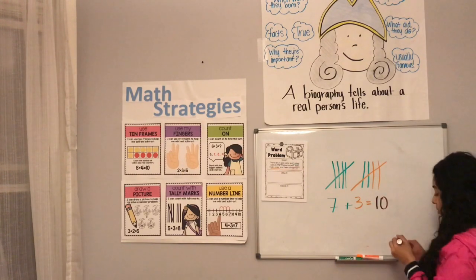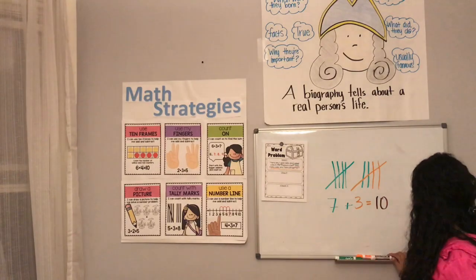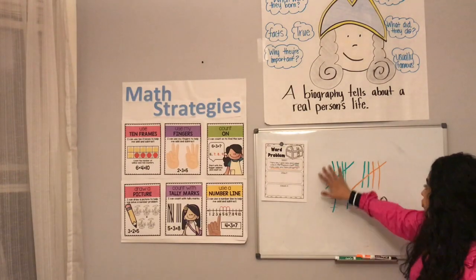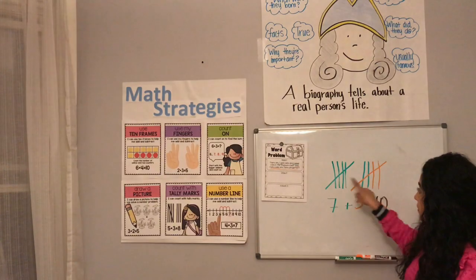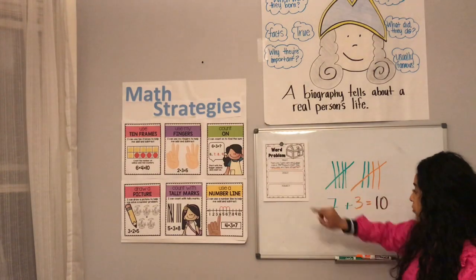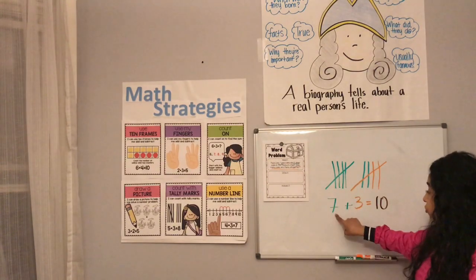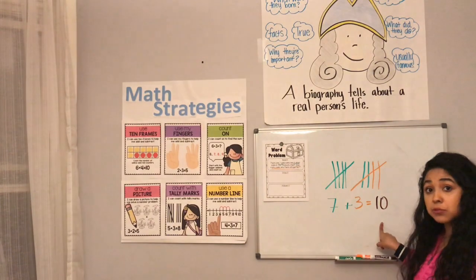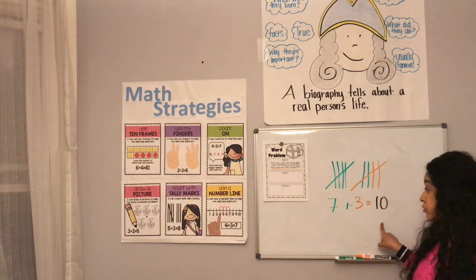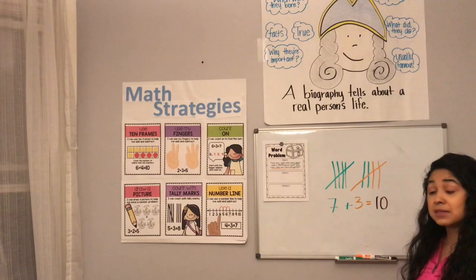I had 10 coins all together. Remember, this is going to go in your draw it portion. This picture goes in the draw it portion. In your answer it portion, you have the addition problem or the subtraction problem, depending on what you are solving, and then you have your full sentence.